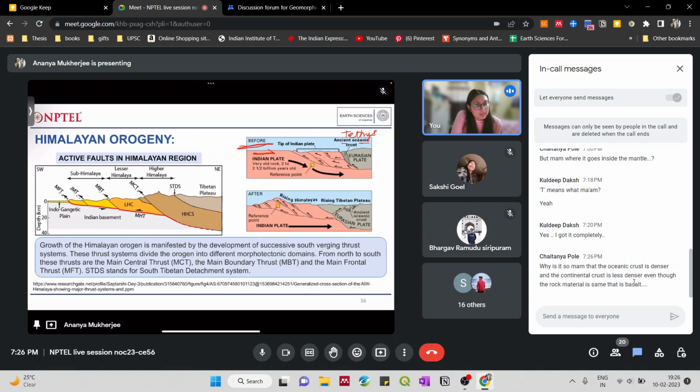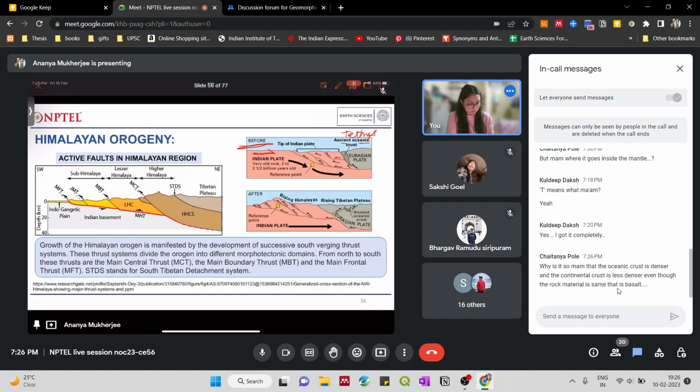Chaitanya has asked, why is it so, ma'am, that the oceanic crust is denser, even though the rock material is the same? Most of the continental crust is not basaltic in nature. It is mostly sedimentary in nature, and if you understand the entire way of melting, the mantle material rising, and because it is rising, it starts cooling also. I'll just show.